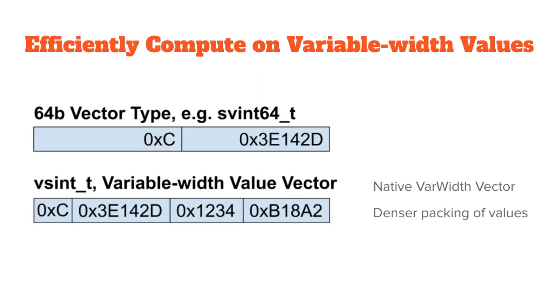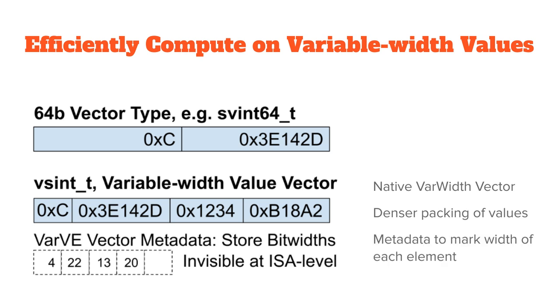The second feature is to compute on variable width values directly. First, the vector register is designed to hold values with diverse widths by densely concatenating the values together. And one metadata register is added for each vector register to mark the bit width of each value stored in the vector register. This metadata register is invisible at ISA level. It is only updated along with the updates to the corresponding vector register.